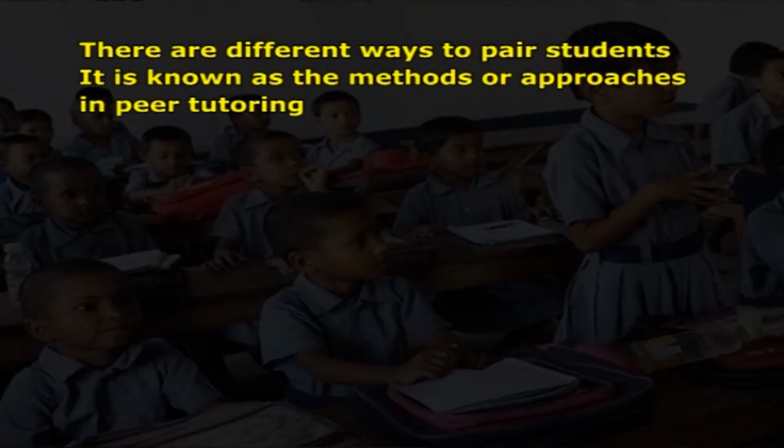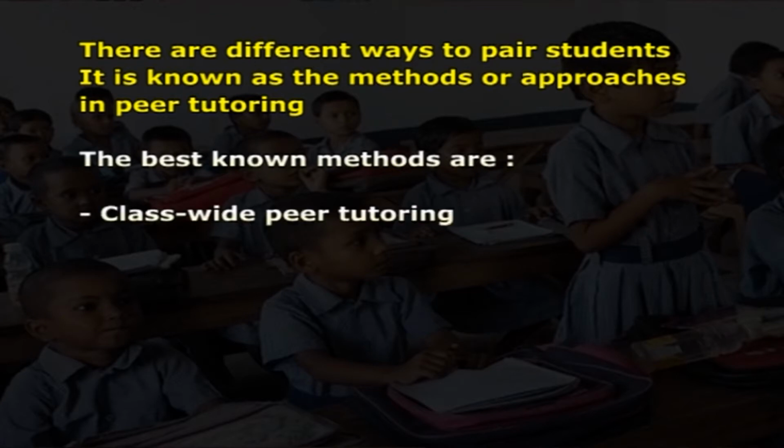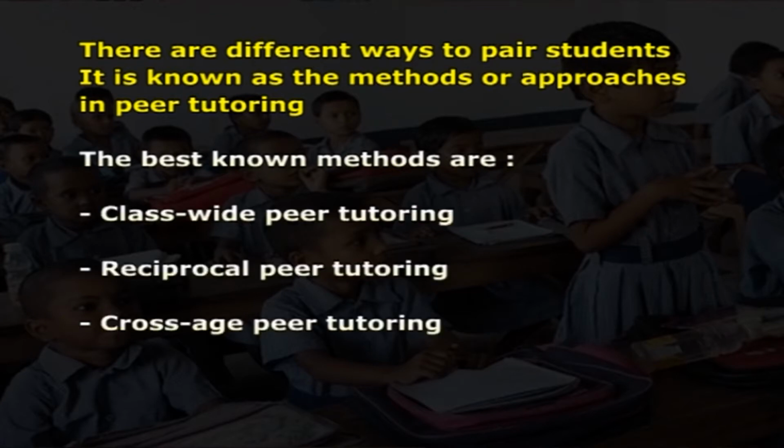There are different ways to pair students. These are known as the methods or approaches in peer tutoring. The best known methods are class-wide peer tutoring, reciprocal peer tutoring, cross-age peer tutoring, and same-age peer tutoring.